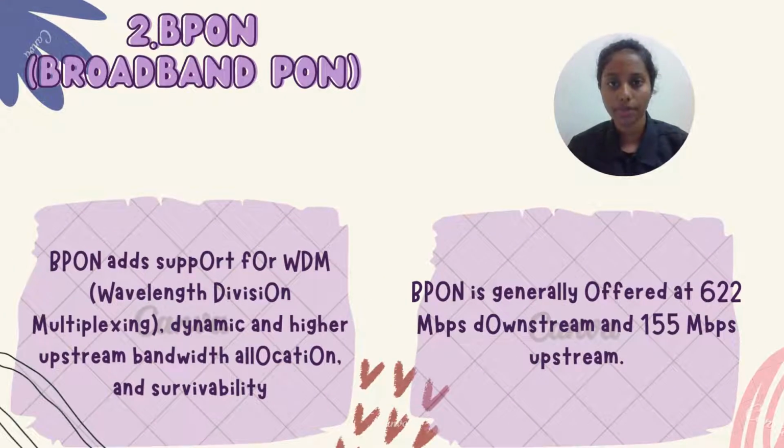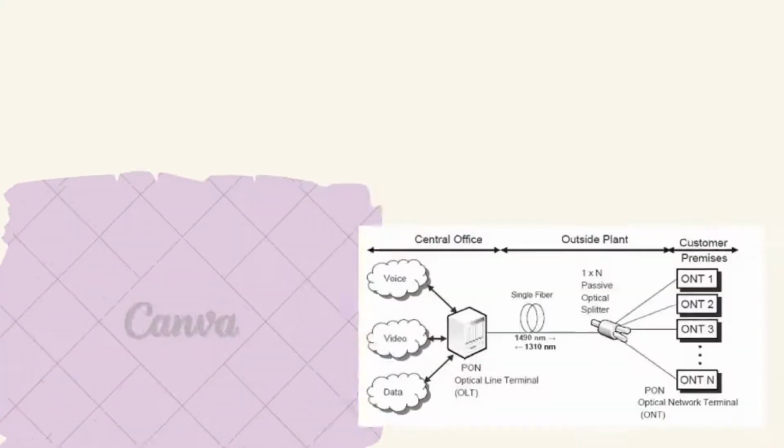B-PON, Broadband Passive Optical Network. It adds support for wavelength division multiplexing, and dynamic and higher upstream bandwidth allocation. B-PON is generally offered at 622 Mbps downstream and 155 Mbps upstream.